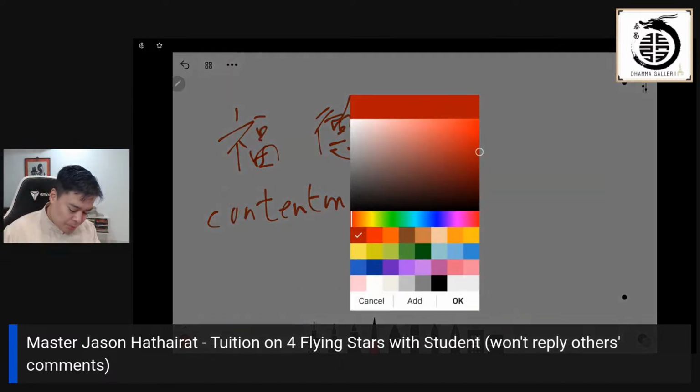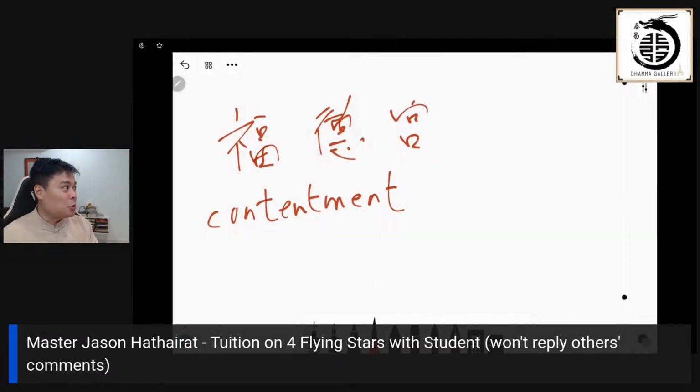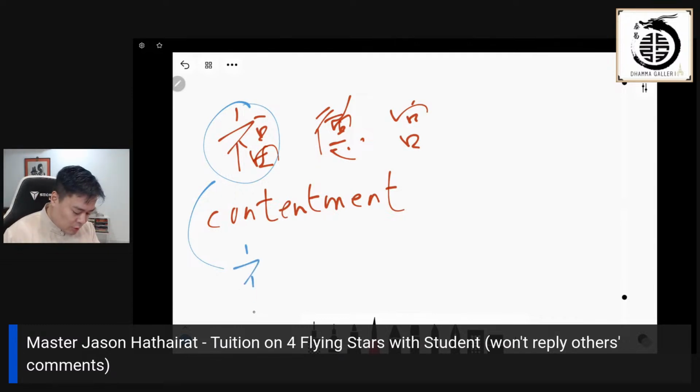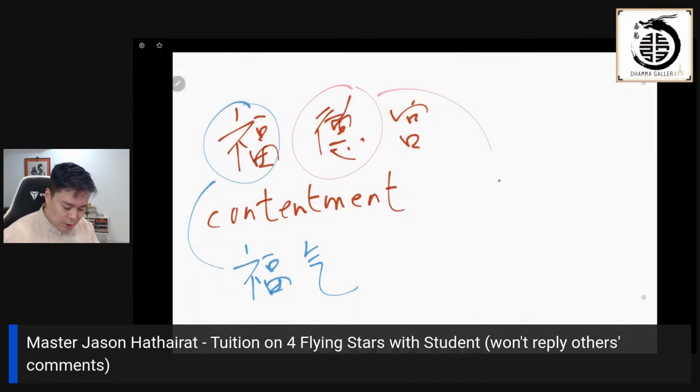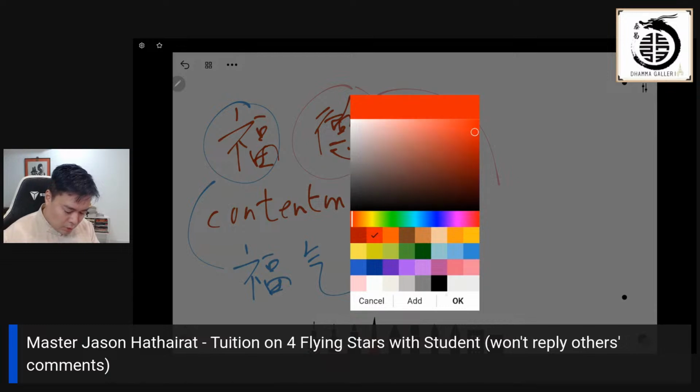But in Chinese, that's why I always encourage my students to study 紫微斗数 in Chinese, because you can get the gist of the message in a more accurate and more correct meaning. You can derive the more correct meaning if you study 紫微斗数 in Chinese, because 福 is 福气, whereas 德 is 德行.